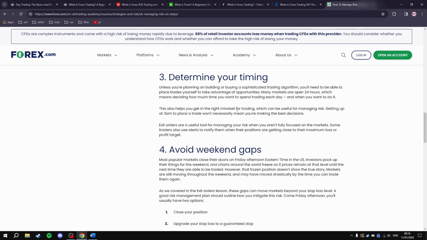Exit orders are a useful tool for managing risk where you aren't fully focused on the markets. Some traders also use alerts to notify them when their position is getting close to their maximum loss or profit target.